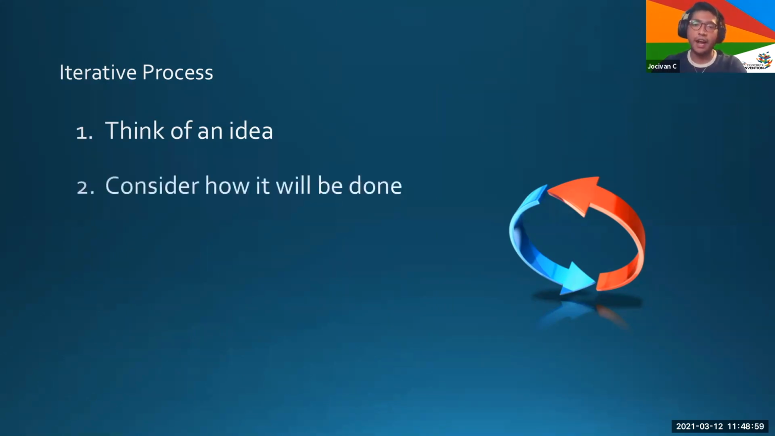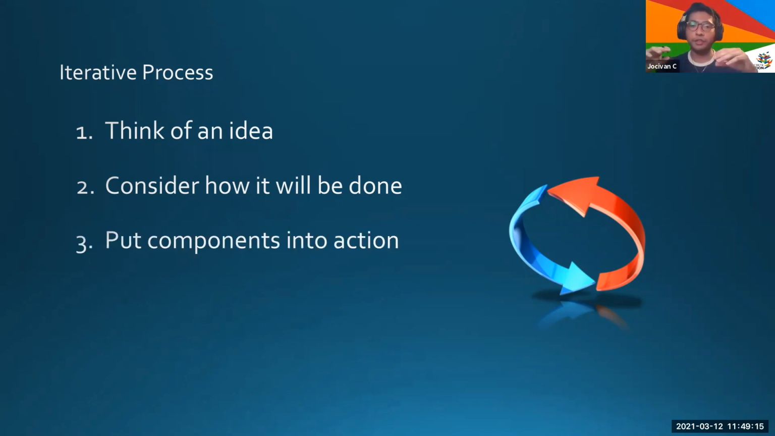Next, you're going to consider how that idea can come to reality. You have to consider it from multiple aspects, considering how it will happen and what is needed for it to happen. And once you have all of that in mind, you can go into step 3 and finally put all those components into action. Then leading into step 4, where you're going to trial your program and see what works and what doesn't work. And based off what doesn't work, you can readjust your program and fine tune it.